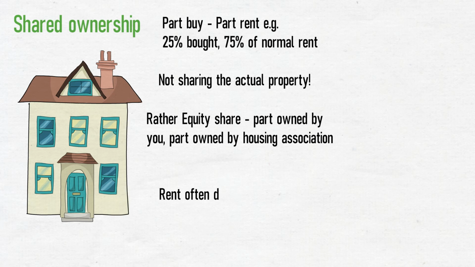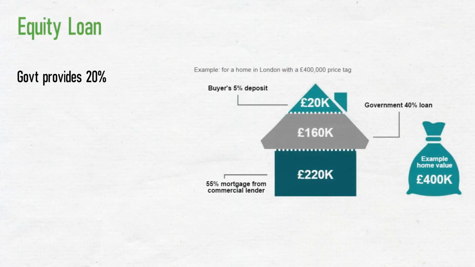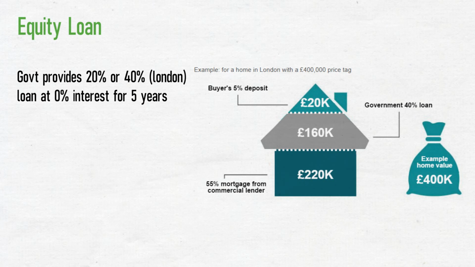The scheme subsidizes your rent, which allows you to save more and hopefully increase your share of the property in steps known as staircasing. With equity loan, on the other hand, the government provides first-time buyers with a 0% interest loan for either 20% or 40% of the property value. Buyers are only required to have a 5% deposit from their own pocket and can take a mortgage on the rest. The advantage here is because you have a 0% loan for 5 years from the government and low deposit, you end up having to take a smaller mortgage. Otherwise, you may not be able to get a large mortgage based on your income.